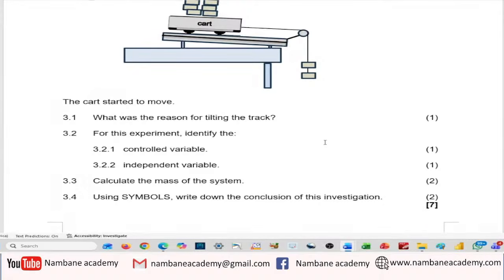Okay, thank you. On the chart, Mr. Mohapi, 3.1, to allow the trolley to move at constant velocity. Do we accept? So 3.1 was, what was the reason for tilting the track? The answer the learner gives is to allow the trolley to move at constant velocity. So the question is, can we accept that answer? No, ma'am, we can't, because the tilting has to do with compensating the friction. No, we can't accept that one.